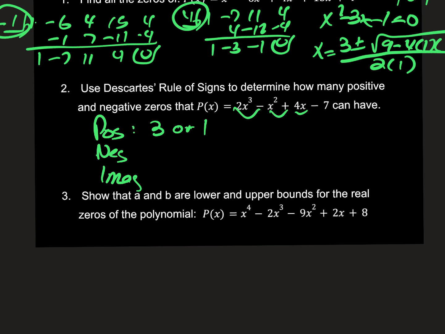Now, to find out how many negatives there are, let's change the signs of the odd exponents, make that -2x cubed, make it a -4x. And when I do that, there are no sign changes. So technically, that's your answer: 3 or 1 positive, no negative. If you want to fill out the imaginary, if there's 3 positive and 0 negative, that means there's also no imaginary because there's 3 altogether. If there's 1 positive and no negative, that means there must be 2 imaginary because there must be 3 altogether.